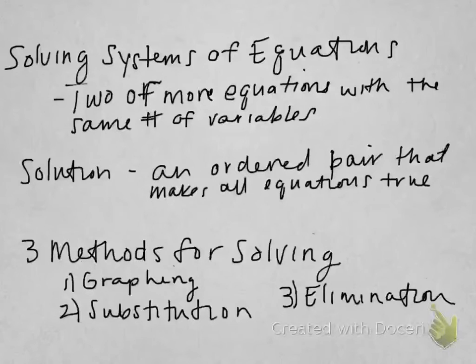And as you can remember from Math 1, we have three methods for solving systems of equations. The first method is by graphing, second is by substitution, and the third is by elimination.